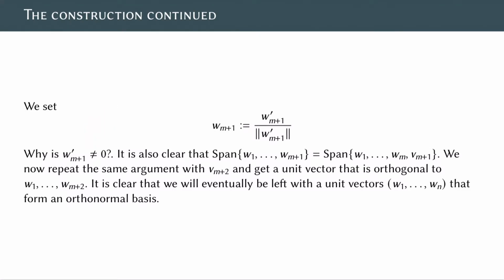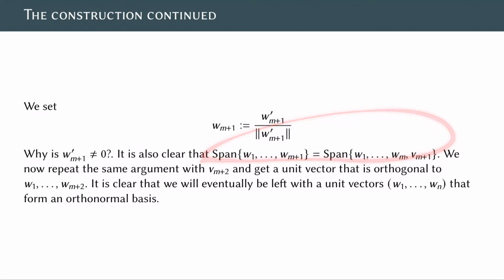We subtracted away a lot of components. It could happen that nothing is left, but that will not happen. Think about why. In fact, the next statement I'm about to write is going to give you the key, and I want you to think about both these statements. The span of W1 to Wm plus 1 and the span of W1 to Wm, Vm plus 1 are exactly the same. That's essentially the reason W prime m plus 1 is not 0. Think about these two statements. Why is W prime m plus 1 not 0? Why are these spans not changing?